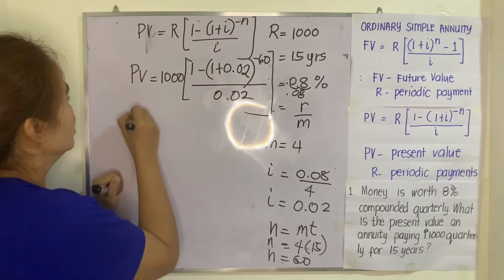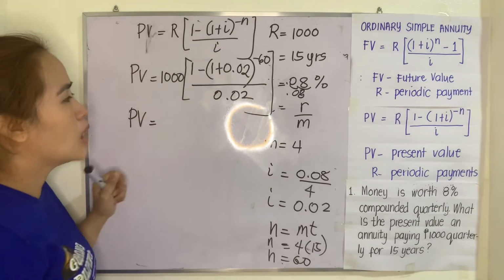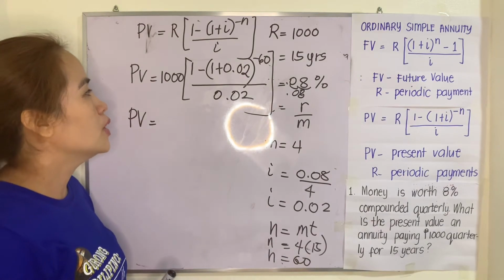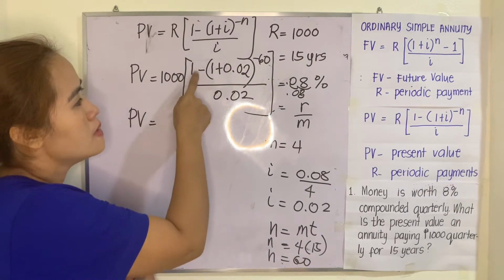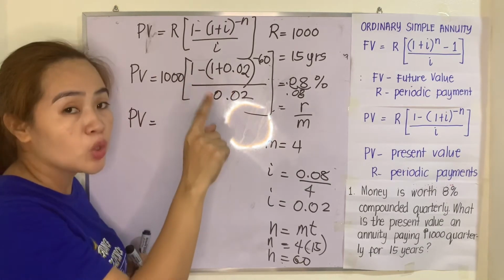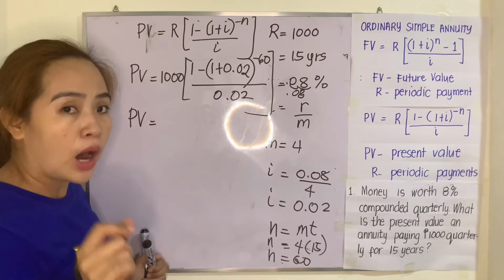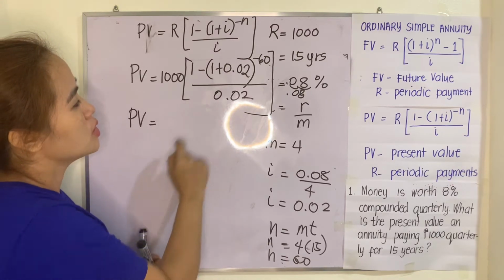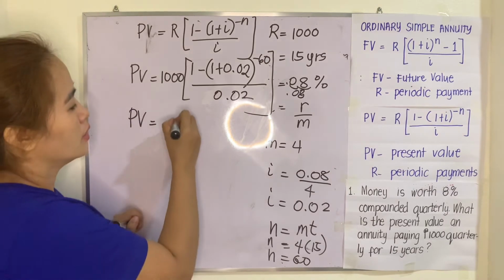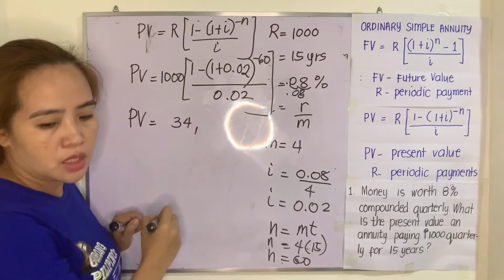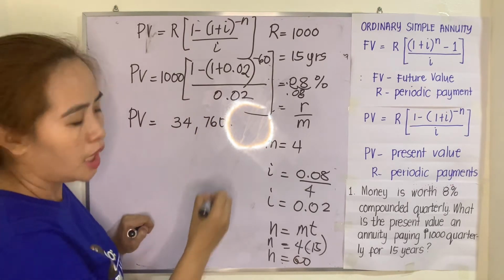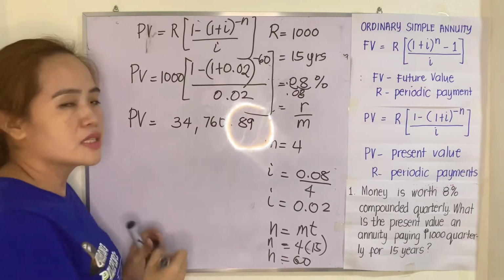0.02. So PV is equivalent to, how are you going to do this in your scientific calculator? You just press 1 minus 1.02 raised to negative 60 equals, divided by 0.02, and multiply it by 1,000. And you will be getting 34,760.89. That is the present value.